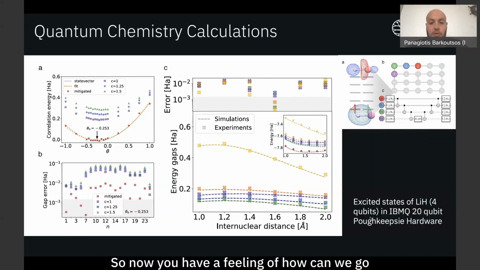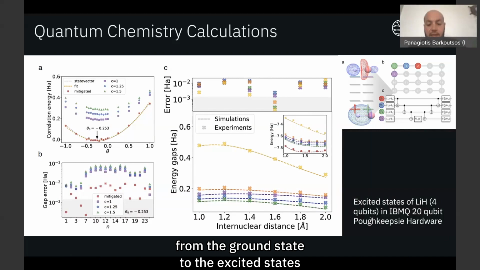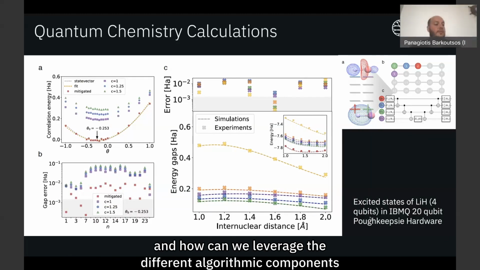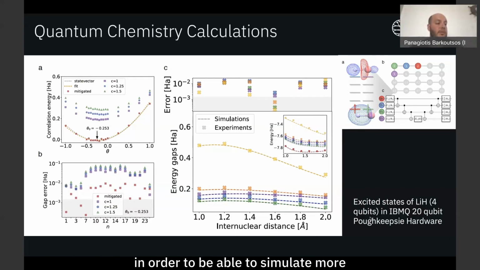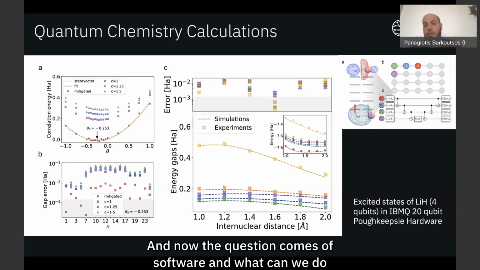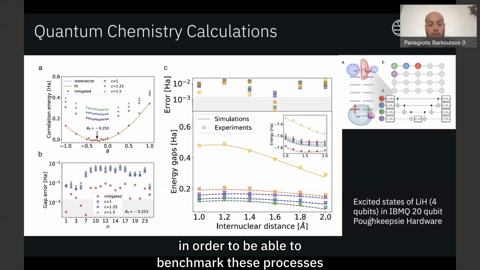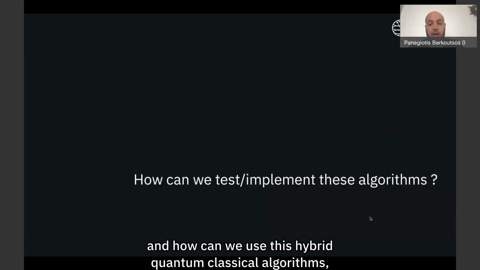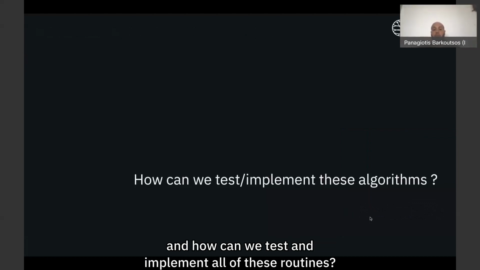Okay, so now you have a feeling of how we can go from the ground state to the excited states, and how we can leverage the different algorithmic components in order to be able to simulate more and more properties of the system. And now the question comes of software, and what we can do in order to benchmark these processes, and how we can use these hybrid quantum classical algorithms, and how we can test and implement all of these routines.